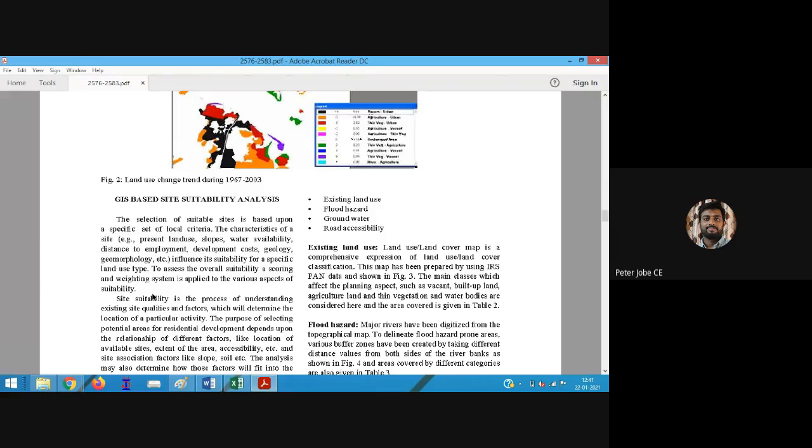Suppose some employment aspects might have a higher weightage than the presence of water bodies. So different aspects will have different weightage. Since it is related to urban development, here employment opportunities are more important than the land available for agriculture. Hence it will have a higher weightage than that of land available for agriculture.